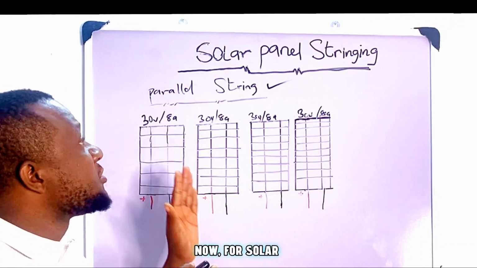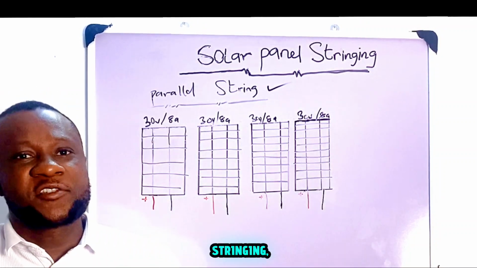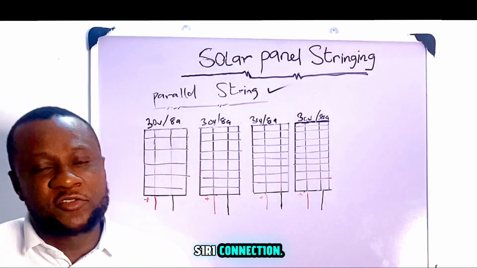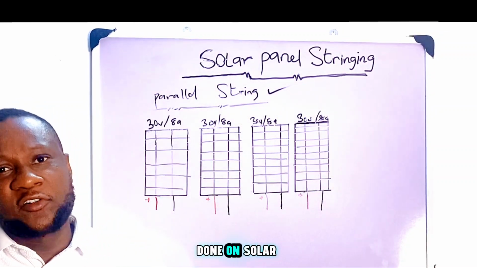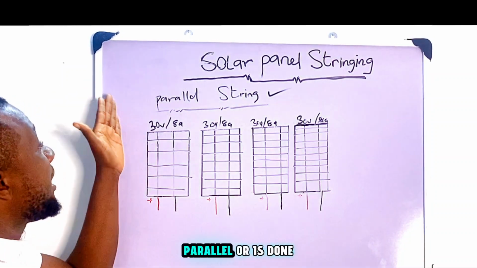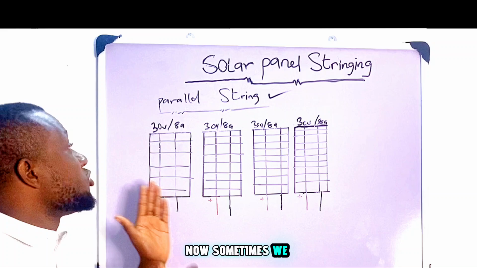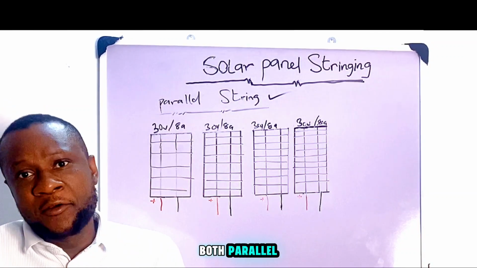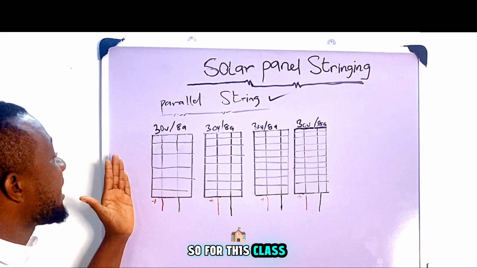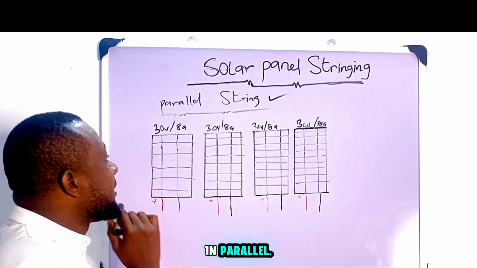For solar panel stringing, we have 2 major types, which are the parallel or the series connection. So when connections are done on solar panels, it is either done in parallel or in series. Sometimes we also have a combination of both parallel and series just to generate energy. For this class, I'll be showing you how it is done in parallel.